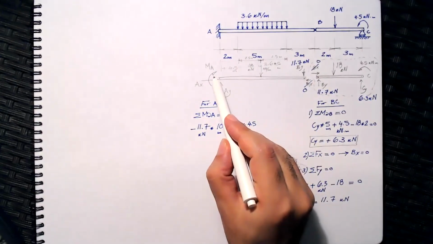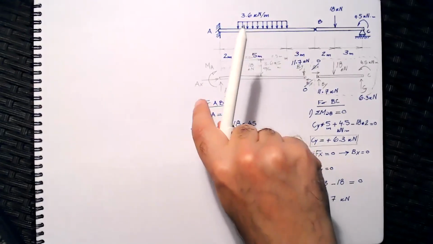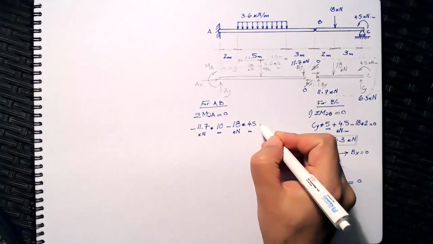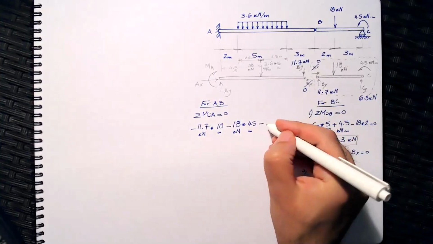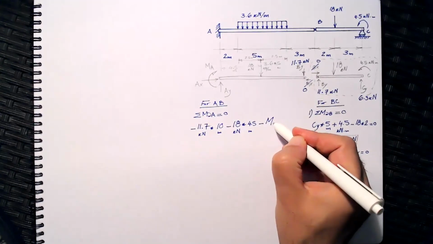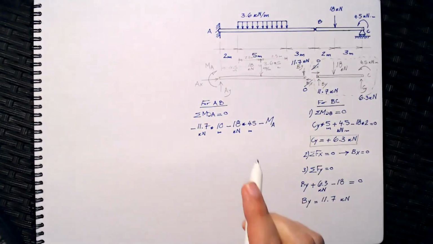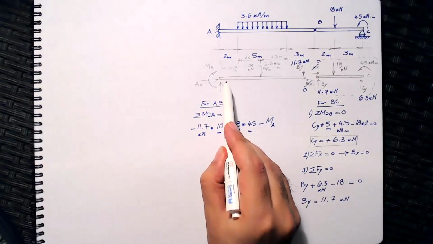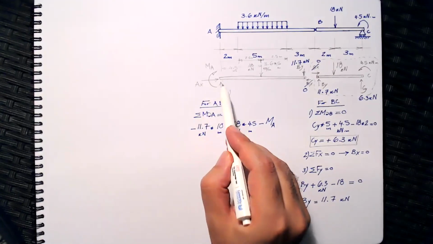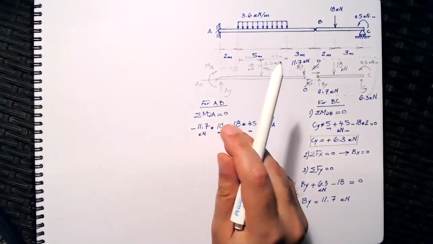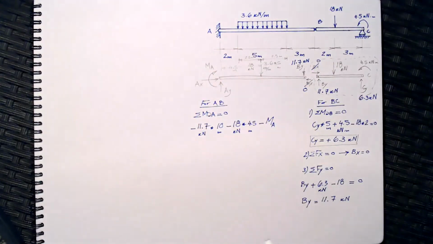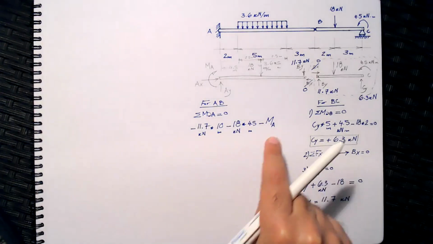This leaves us with MA. So I assume that it's going clockwise, which means that it's negative. And I gave it a name of MA. So this is the unknown moment MA. What about AX and AY? Do they cause moment about point A? The answer is no, because these two forces pass through point A, so they don't cause rotation about it. It's only the fixed reaction couple that will be accounted for in the moment equation.